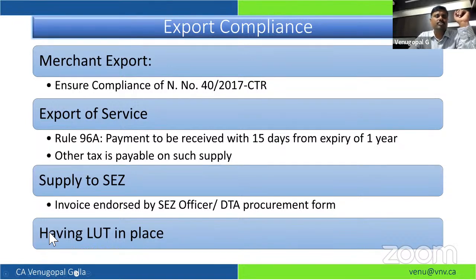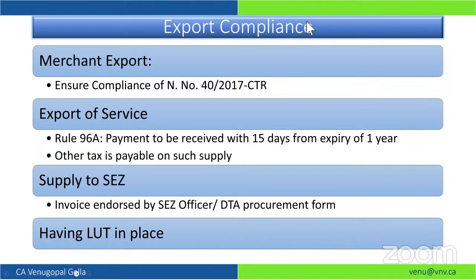Number two, whenever you are doing merchant exports, so you are making a supply to someone who is consolidating and making further supplies, and you are availing the benefits of merchant exports, please ensure the notification 40/2017 has given certain conditions. All those conditions have to be met before you make sure that the benefits are availed. And in case of export of services, the time limit to get the repatriation of the money is within 1 year. The payment has to be received within 15 days from the expiry of 1 year. If it doesn't, the department would say that this is not export.